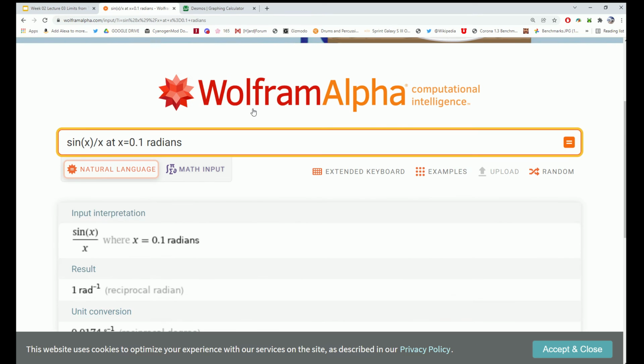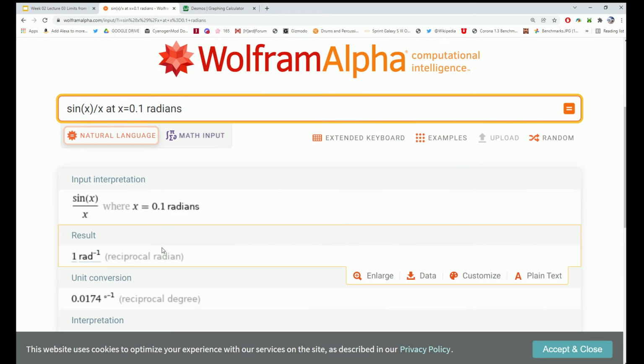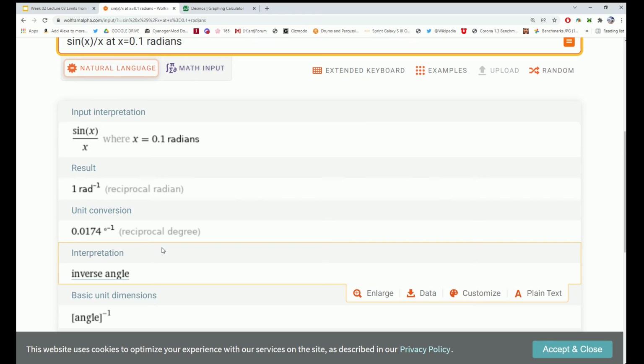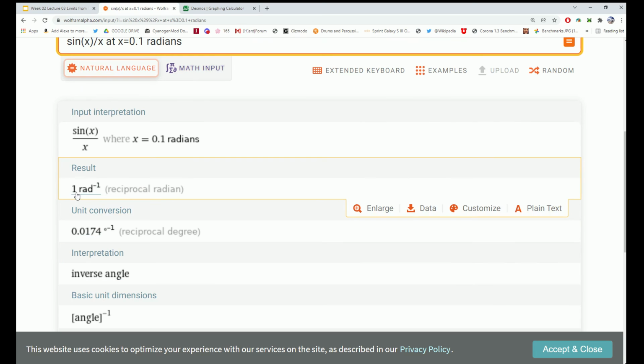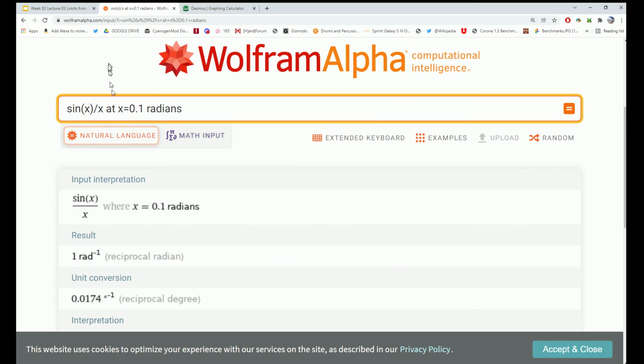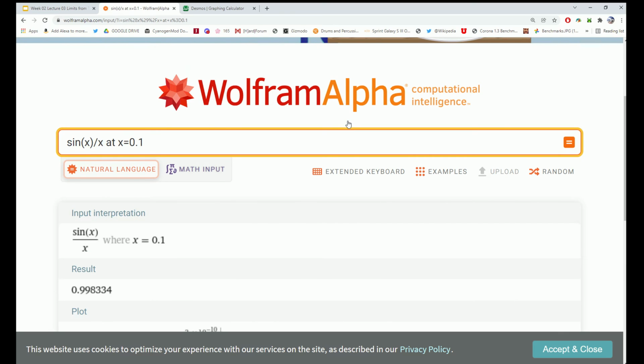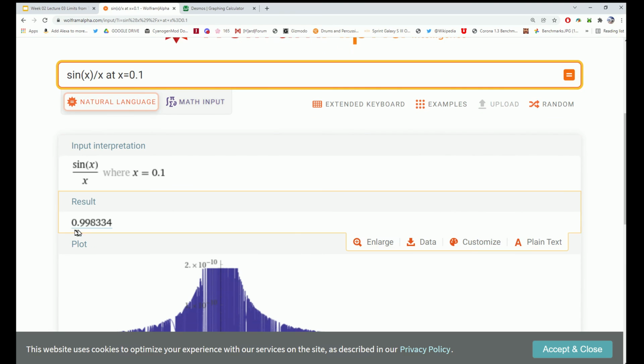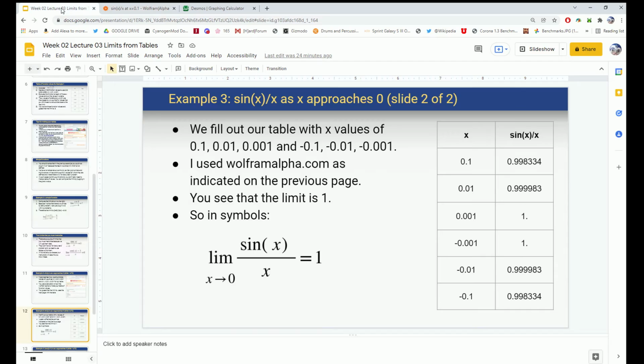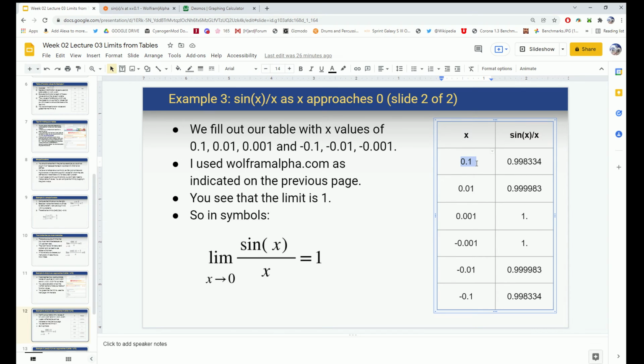You can type in radians or degrees if you care. So here I say x equals 0.1 radians. I don't know why they're giving me the answer this way, so maybe I should leave that off, but 0.1 should be in radians. Okay, so there we go. We get a result of 0.998334. And if you come here, you see that on the lecture slide, x equals 0.1, sine x over x is 0.998334. So you work this out for 0.1, 0.01, 0.001.